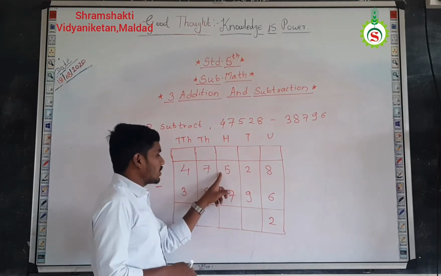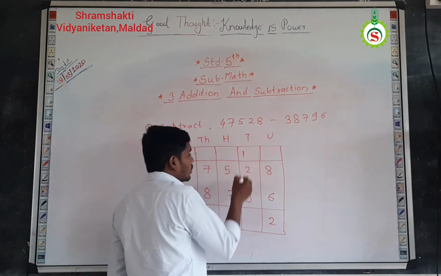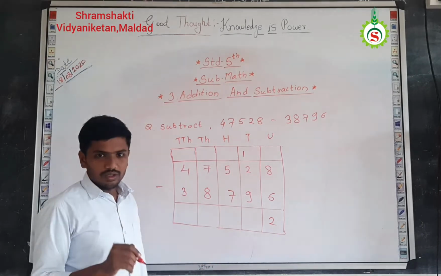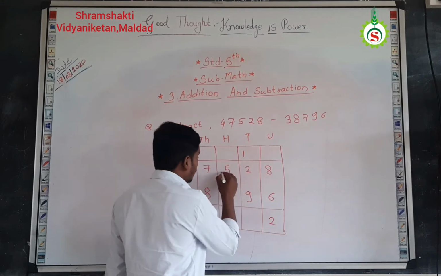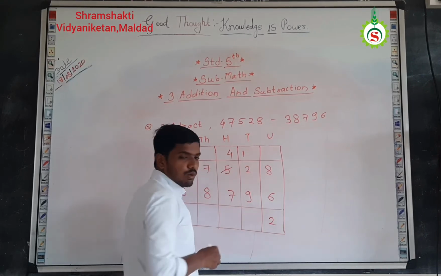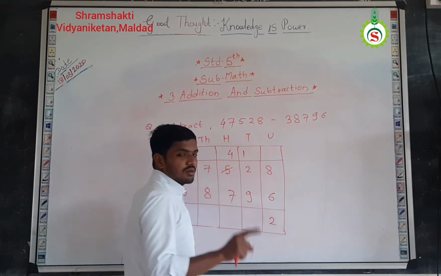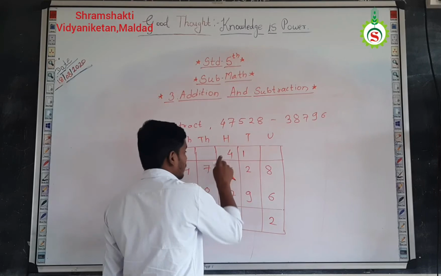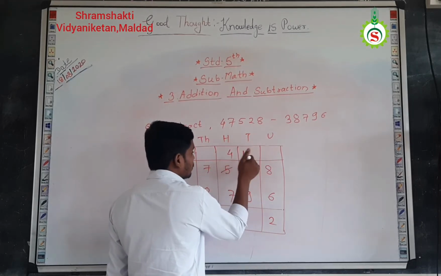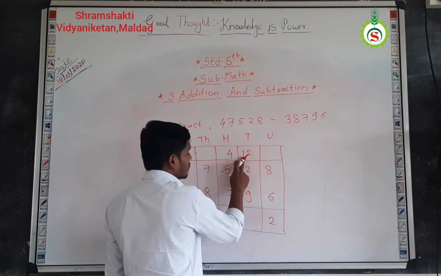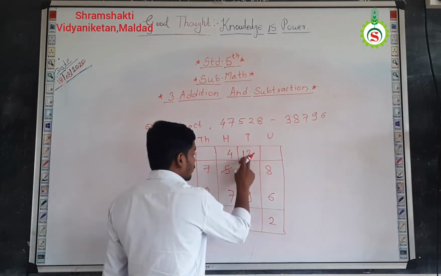How many borrows will I take? Only one borrow. If that 5 gives one borrow, how many remain? 4 remain, because out of the 5, one has been given as a borrow. And that 2 has taken the borrow, that means 1 borrow and 2, it will become 12. Now 12 minus 9.